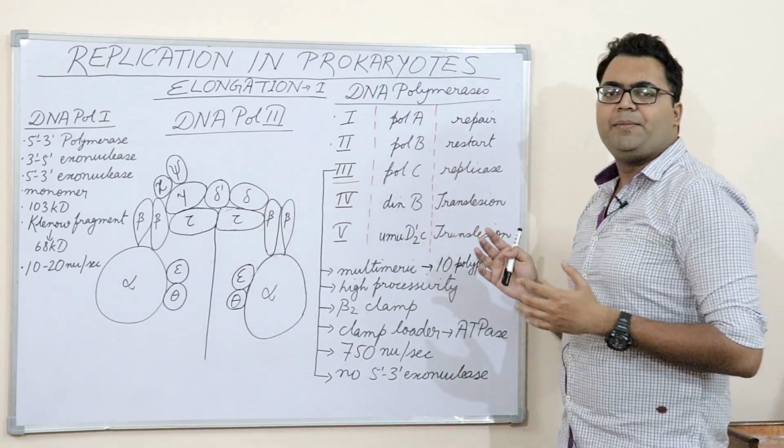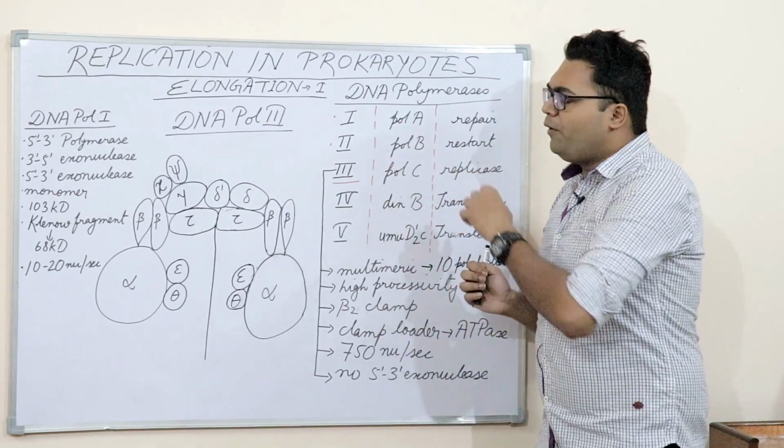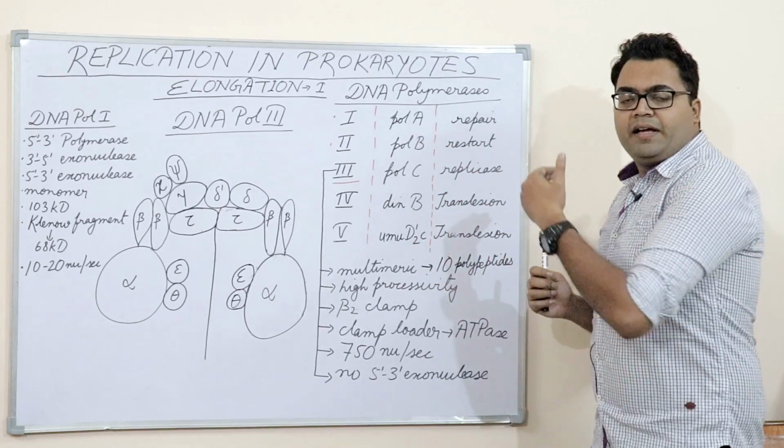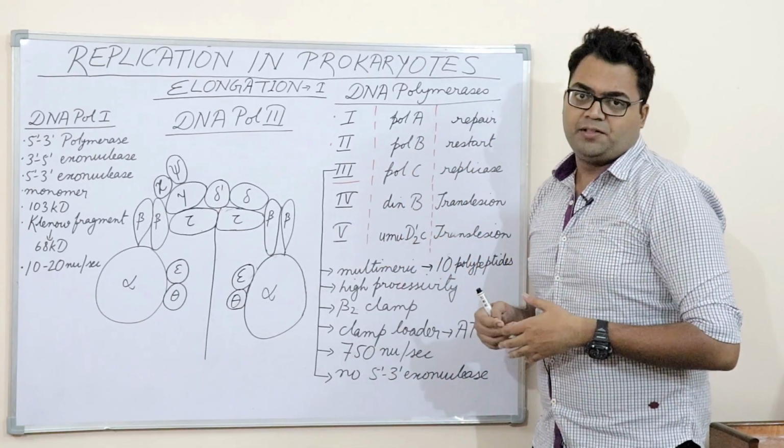So I think you were able to comprehend the intricate molecular details governing the elongation pattern of replication in Escherichia coli, which is a prokaryote.